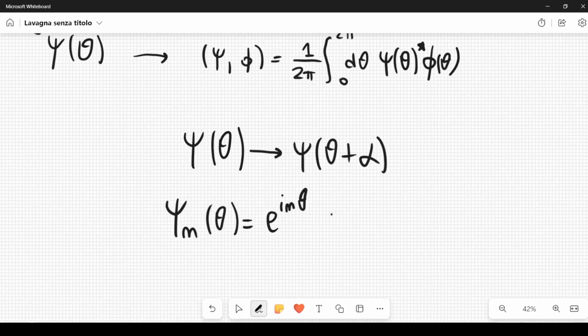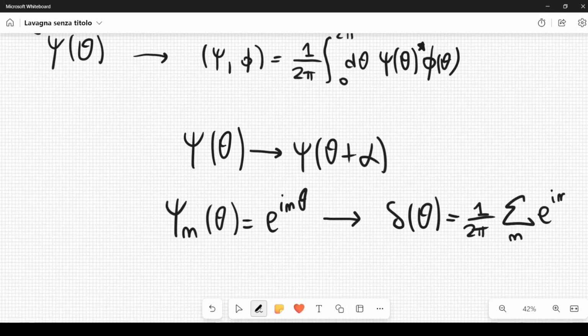These functions here form a complete set because we can construct the Dirac delta of theta in the following fashion: 1 over 2 pi, then we sum over n, e to the i n theta. So you can see that we can construct this delta, and therefore we can construct basically any function. This is also known as the completeness relation, which is also important in quantum mechanics.